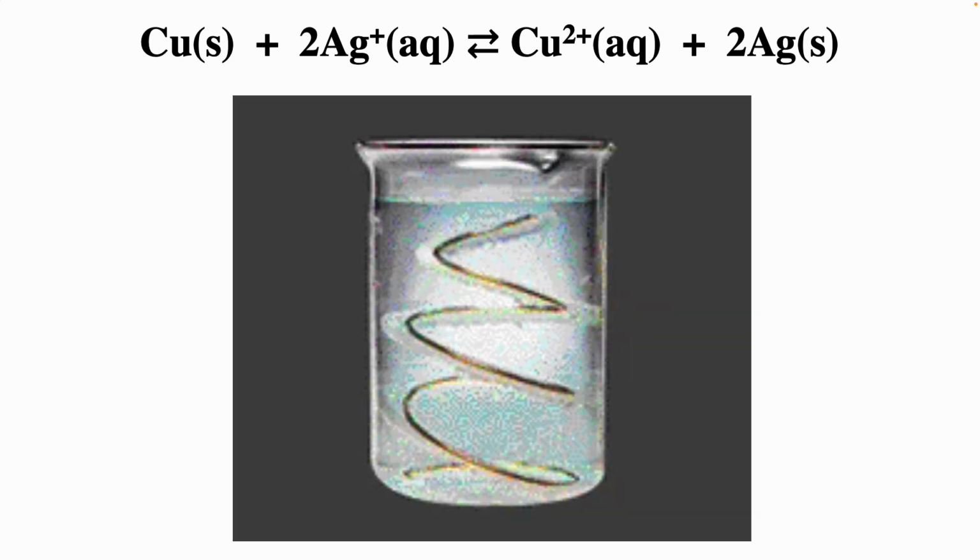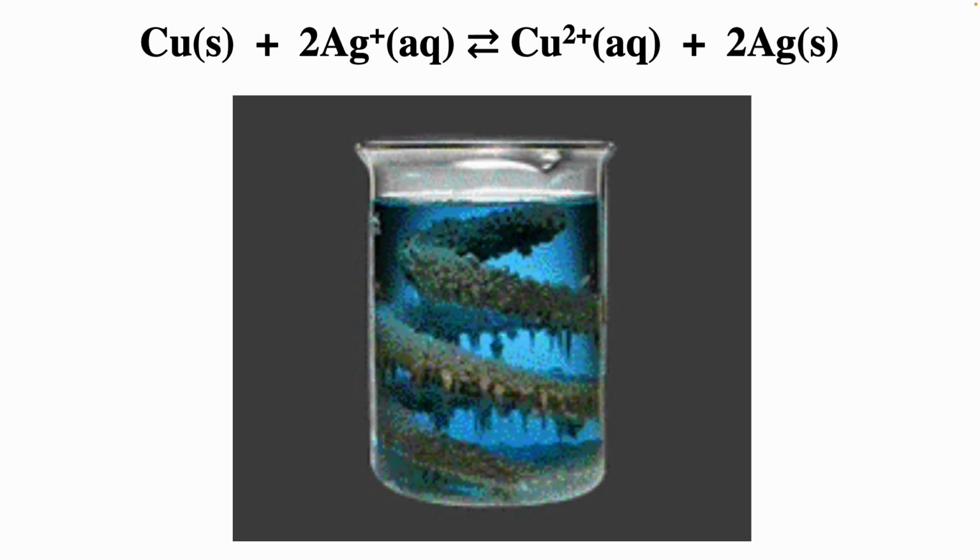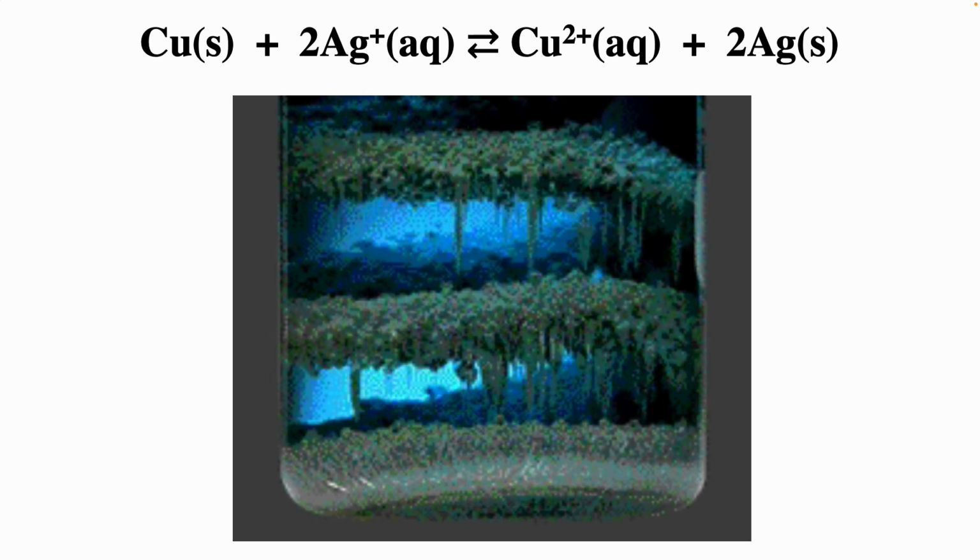Copper metal reacts spontaneously with a solution of silver nitrate. A coating of silver metal forms on the copper, while copper 2+ ions, which are blue in water, are released into the solution. So kind of a cool reaction.